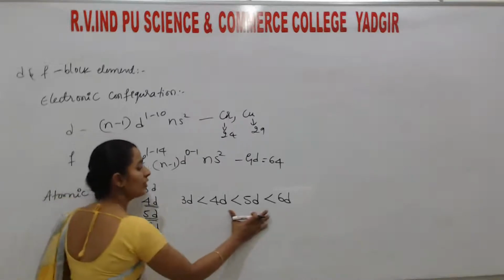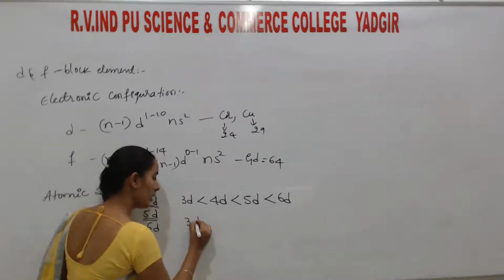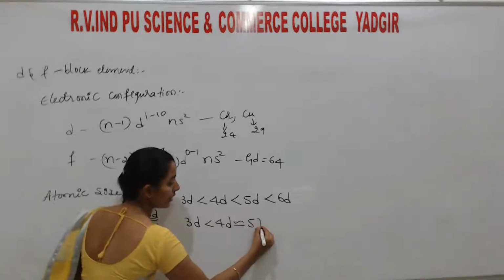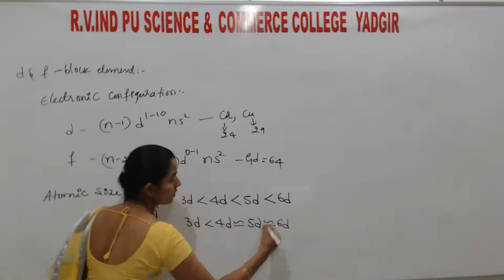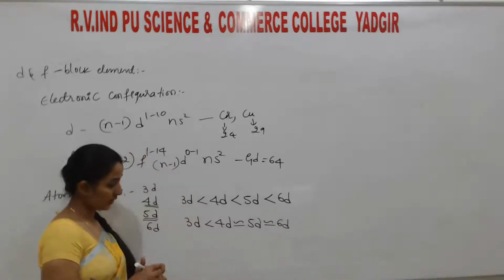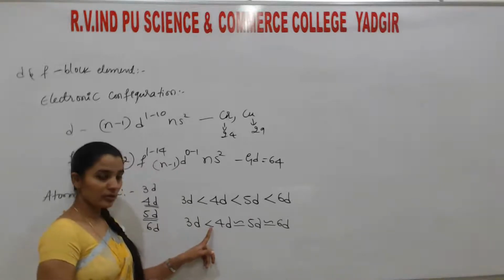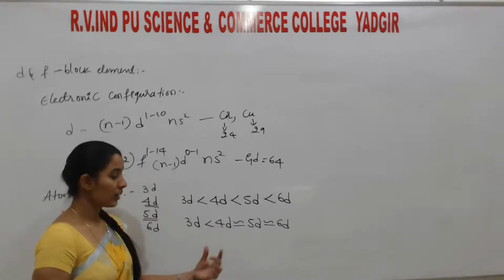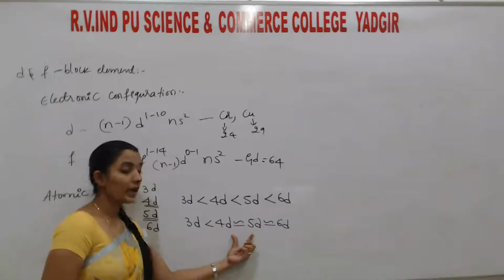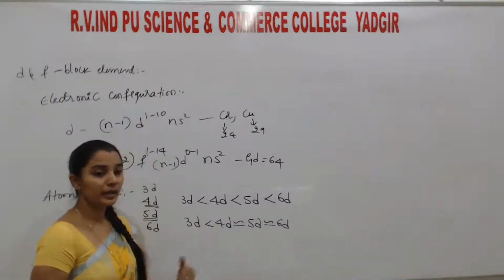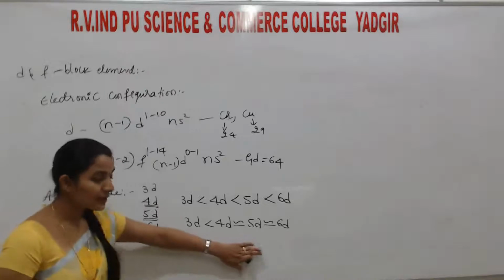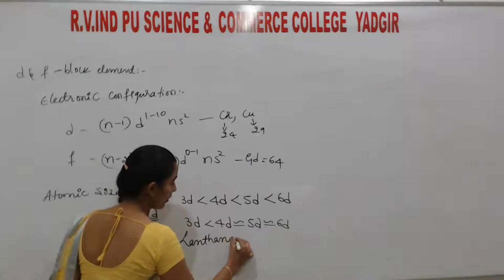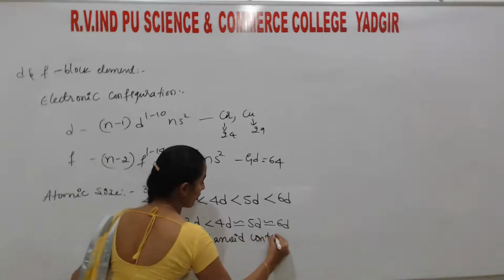But here, instead of this order, what happens? This 3d orbital, of course, is less than 4d, but 4d is approximately equal to 5d, which is approximately equal to 6d. Understand? So 3d orbital is obviously less than 4d. That is correct. But in between 4d and 5d, they are approximately equal. They have similar atomic radii. So what is the reason for this? It is Lanthanoid contraction.